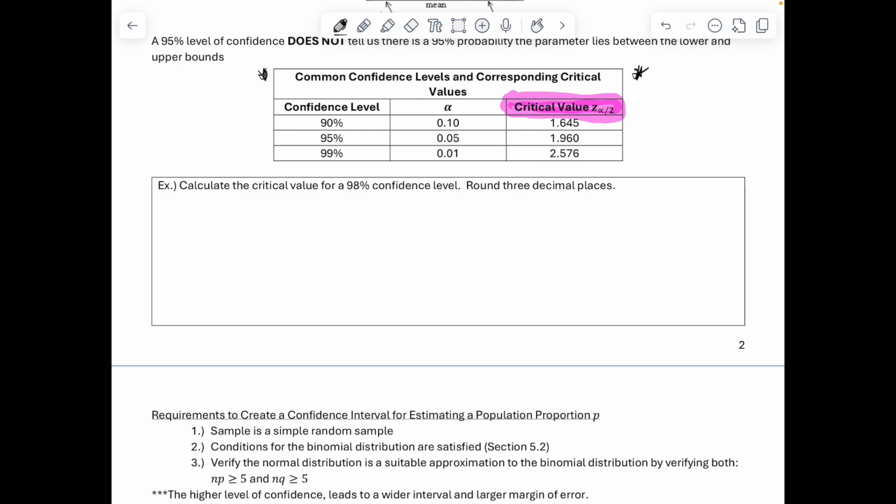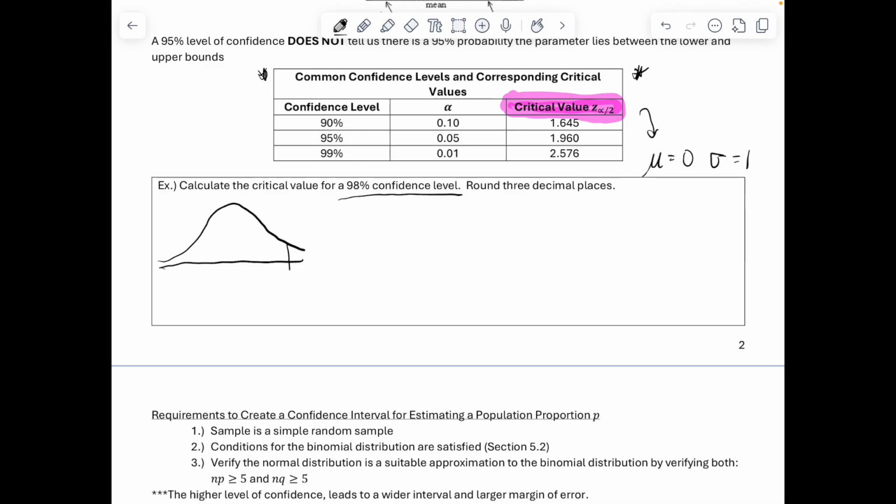Sometimes we have problems that are not going to have the confidence levels that are listed on here. So the example right below says calculate the critical value for a 98% confidence level and round to 3 decimal places. 98% is not on my table, but you can definitely add more to your table. We're going to go ahead and calculate this. Find our normal curve. We do know that our critical values are z values, which means that our mean is going to be 0 and our standard deviation is going to be 1.